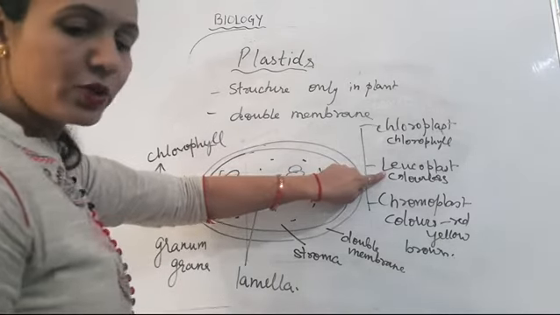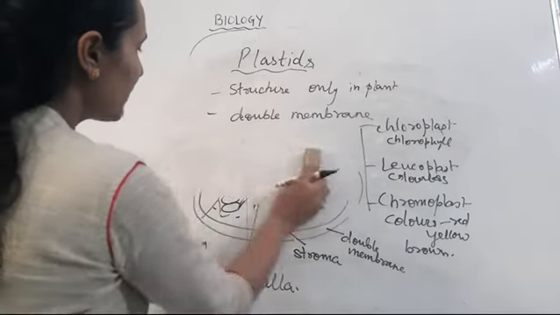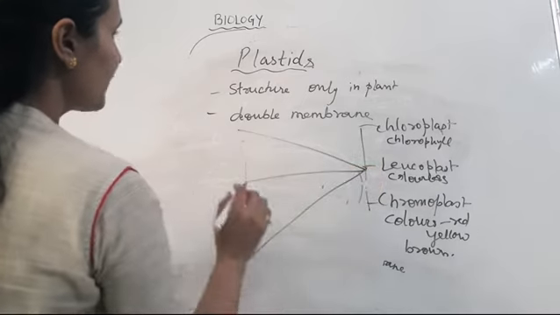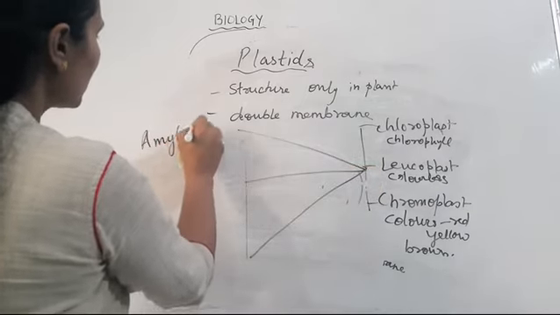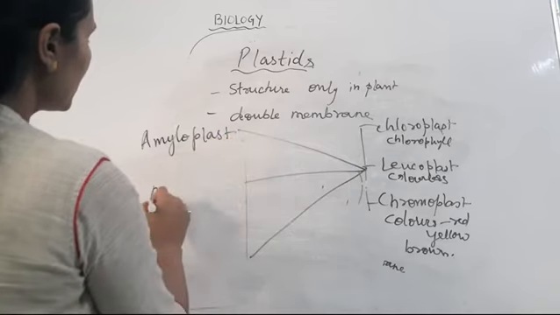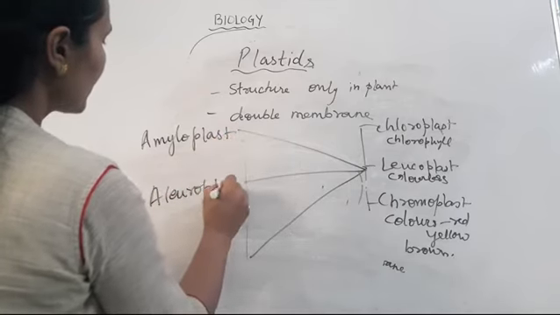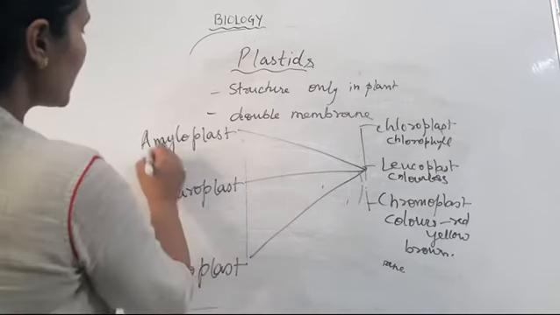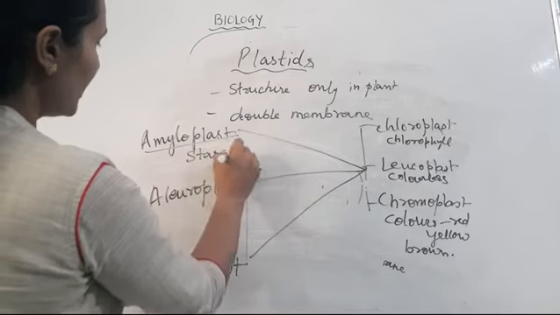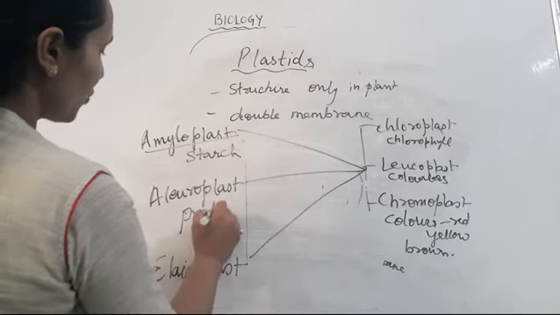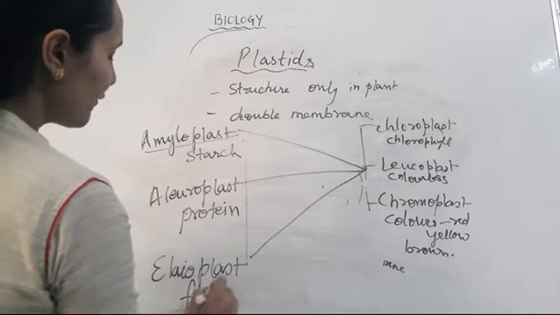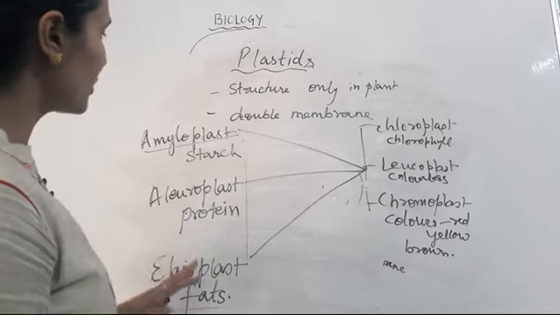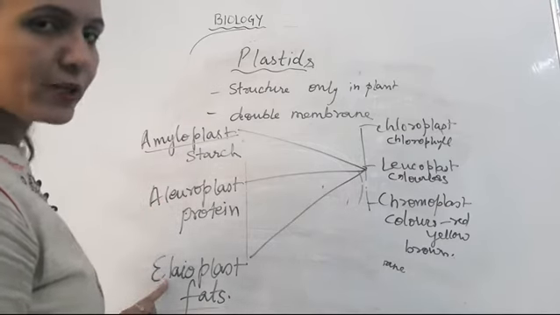So leucoplast, as I told you, does not contain any pigment. The leucoplast is of three different types. Number one is amyloplast, number two is aleuroplast, and number three is elaioplast. Amyloplast stores starch, aleuroplast stores protein, and elaioplast stores fatty material. So based on the different storage material, it is classified into three: amyloplast, aleuroplast and elaioplast.